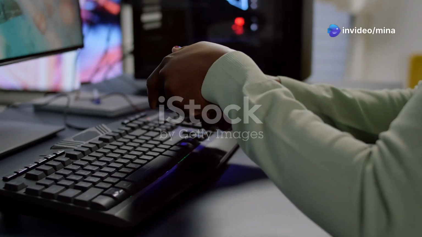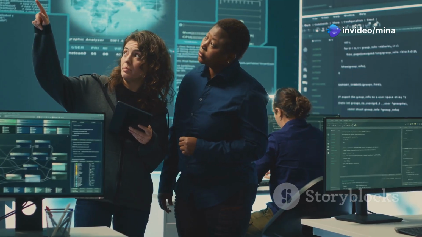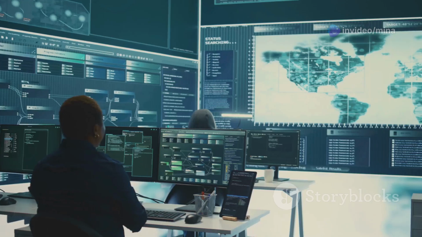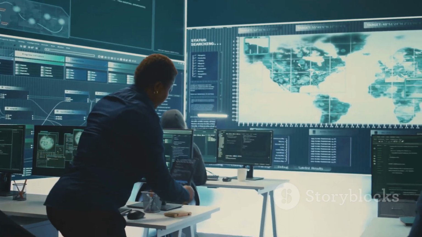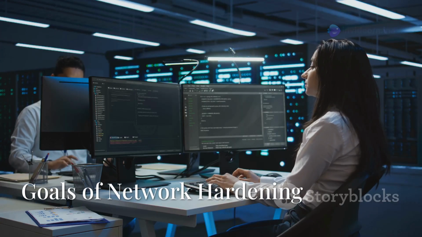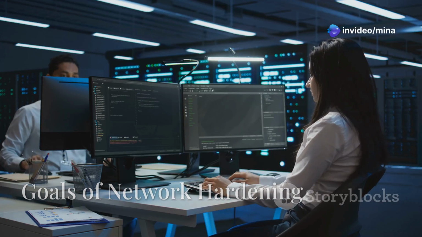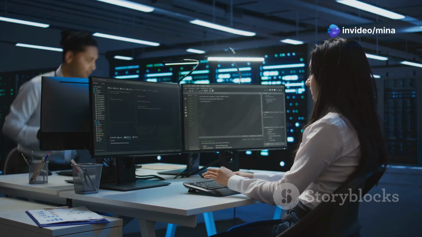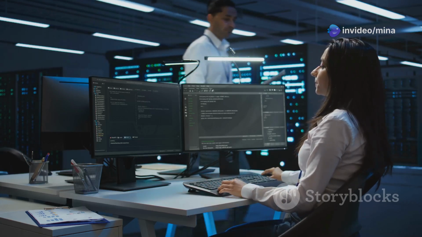Let's start with the basics. Network hardening is a critical part of the layered security prevention strategy. It focuses on protecting your network from unauthorized access, misuse, modification, or destruction. The goal is to preserve the usability and integrity of your network and the data that flows through it.